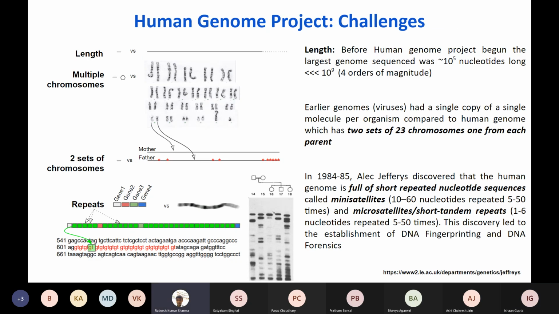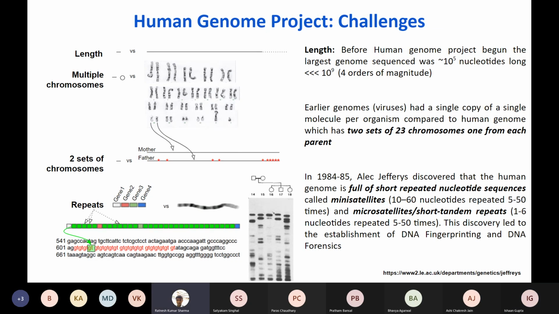Sir, RFLP can be done in humans or any other eukaryote because there are many microsatellites, but can it be done in bacteria also? Today in the class of environmental biotechnology, Saroj ma'am was talking about a paper where people have done RFLP for bacteria. It was a very new thing for me. Yeah, using 16S RNA.